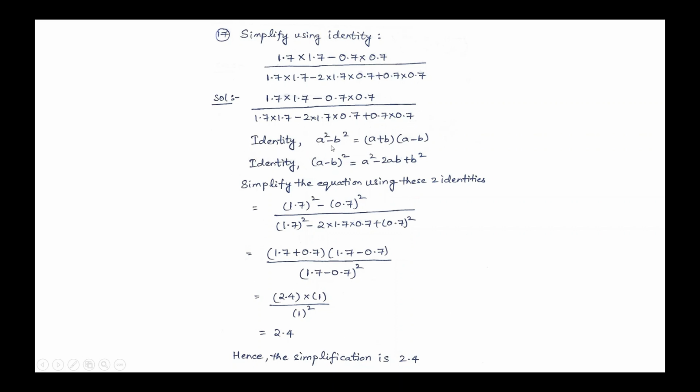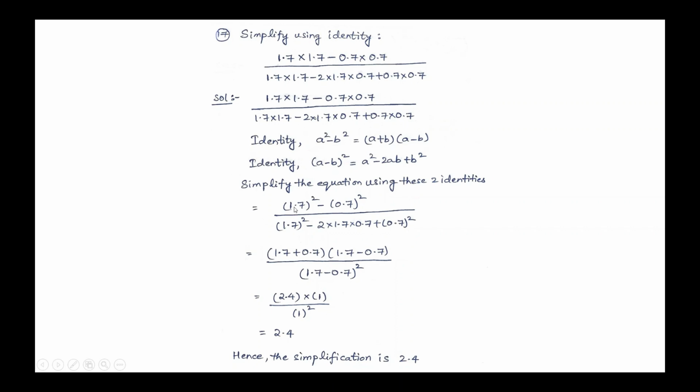We know the identity a² − b² is equal to (a + b)(a − b). We also know the identity (a − b)² is equal to a² − 2ab + b². Let's now simplify this equation using these two identities. So that's 1.7 × 1.7 is 1.7², minus 0.7 × 0.7 is 0.7², divided by 1.7² − 2 × 1.7 × 0.7 + 0.7 × 0.7 is 0.7².